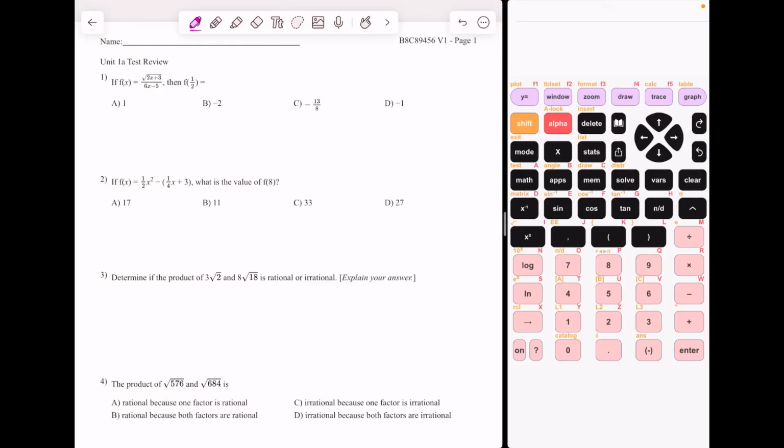Alrighty, we are getting ready to review for our Unit 1 test. Unit 1 is split into two parts, and this is going to be our first test.